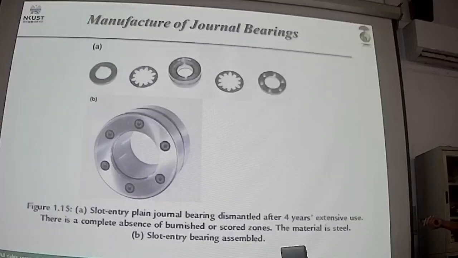So these are also some of the parts for the restrictor, not restrictor in this case. This is just for demonstration for the journal bearing design, not restrictor. Usually the material for the bearing is made of tooling steel, okay, most of the case.